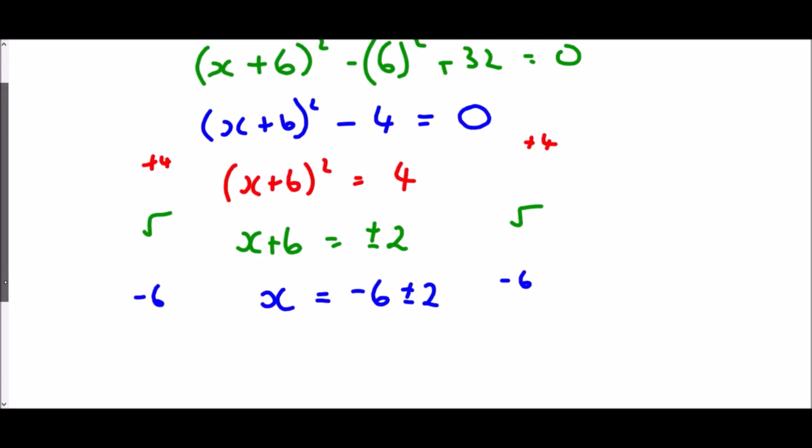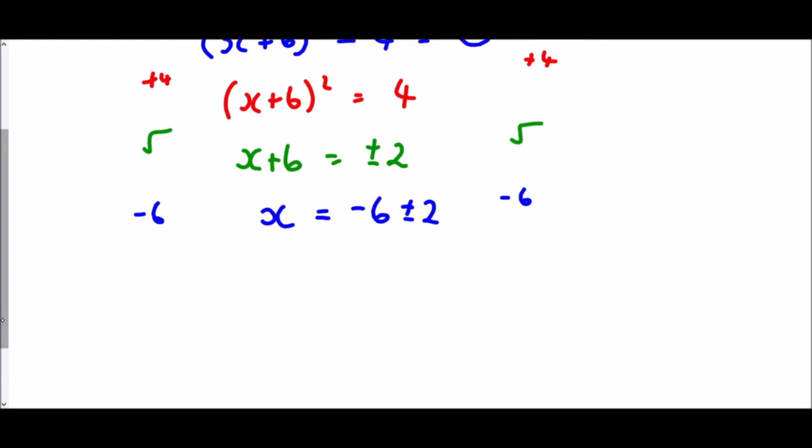And because these are all just numbers here, we can actually get the actual answers. x would equal negative 6 plus 2, which is negative 4, or negative 6 take away 2, which is negative 8. And so x is negative 4 or negative 8.